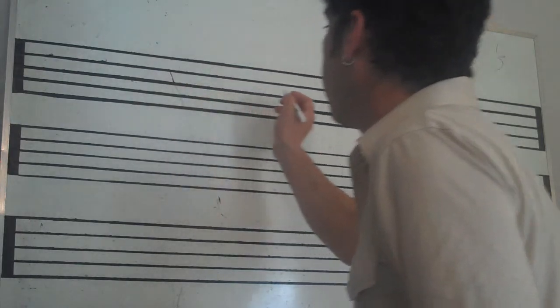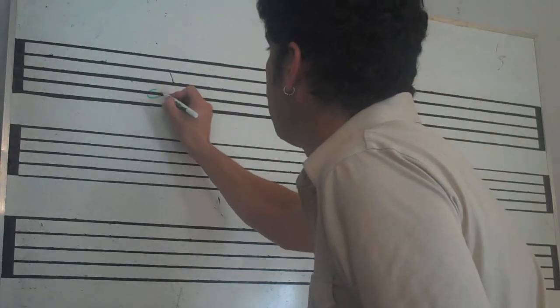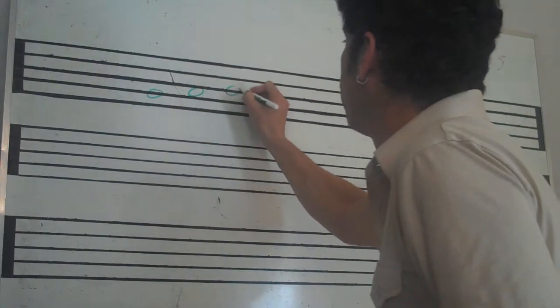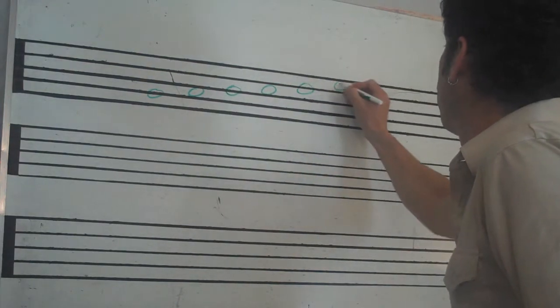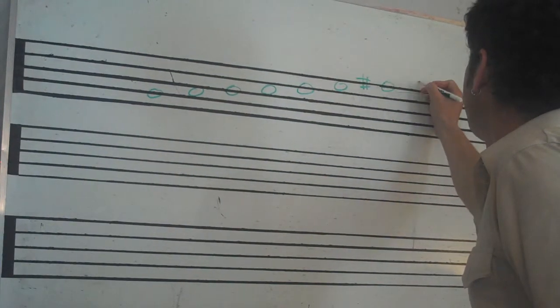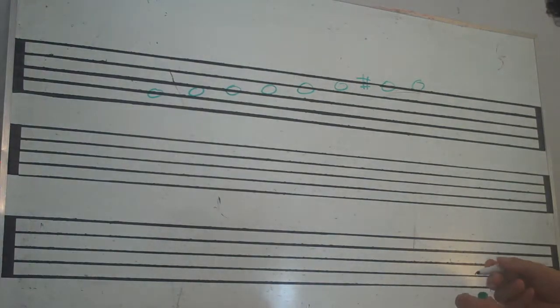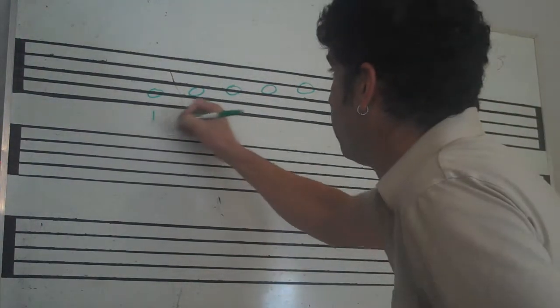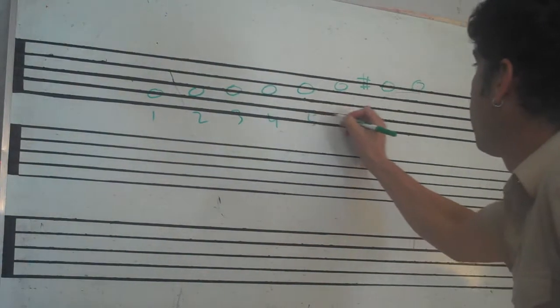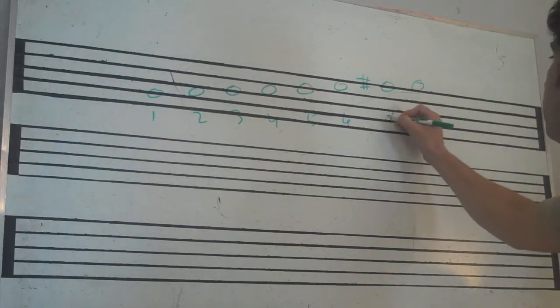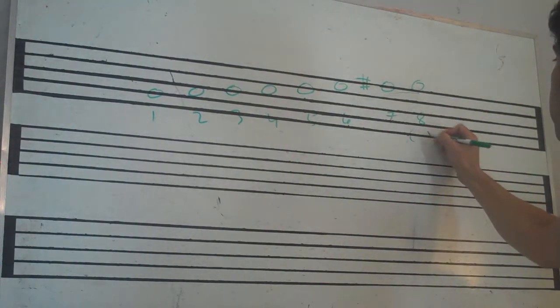So we'll just start out with maybe something other than C major scale. We'll start out with G major scale. And then we'll just number this: 1, 2, 3, 4, 5, 6, 7, and 8 are 1.